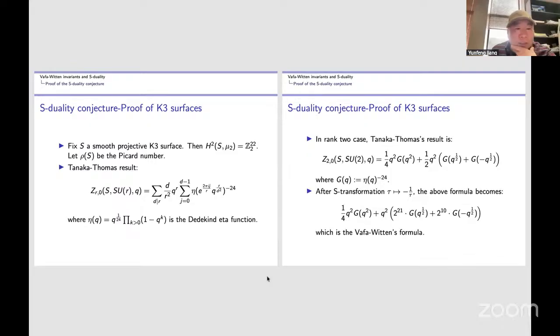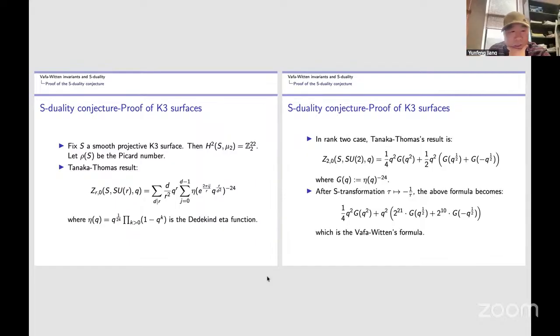And Tanaka-Thomas already calculated this for any R, not only equal to 2, okay? Any R, the SUR Vafa-Witten invariant with rank R, first Chern class 0, and vanishing second Chern class. So this is the formula, which looks very nice. Eta(q) is the Dedekind eta function. You will see this is a modular form.